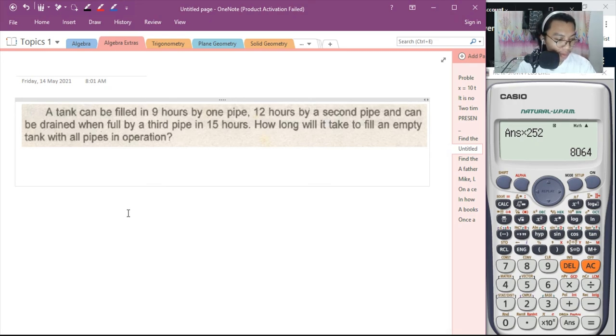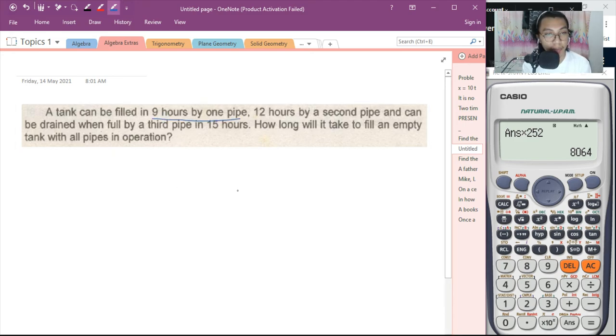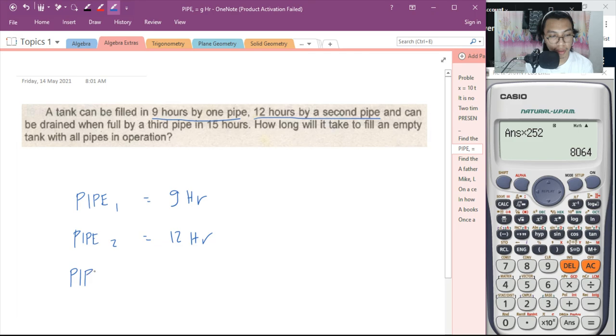A tank can be filled in 9 hours by one pipe. Okay. So, pipe 1, 9 hours yung kanyang rate. Second pipe, 12 hours. And can be drained when full by a third pipe in 15 hours. So, how long will it take to fill an empty tank with all pipes open in operation?